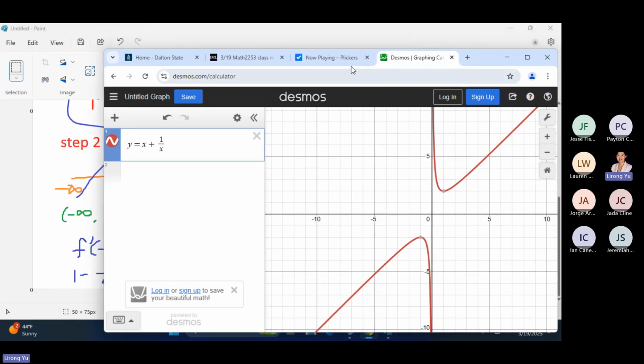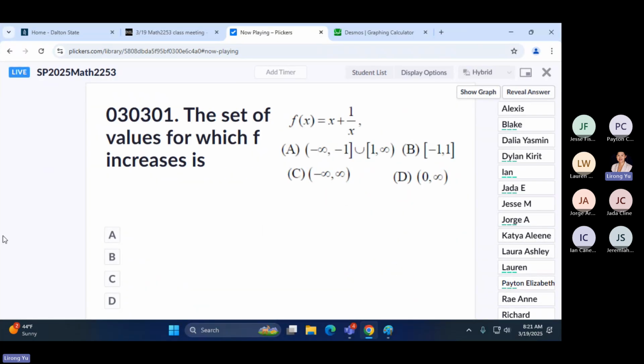Now we're going to go back and actually answer the Flickr question. I hope that we have a pretty good idea of how we use the derivative as an information tool to understand the increasing and decreasing of the function. Okay. And then pull up the scanner so I can scan your solutions.